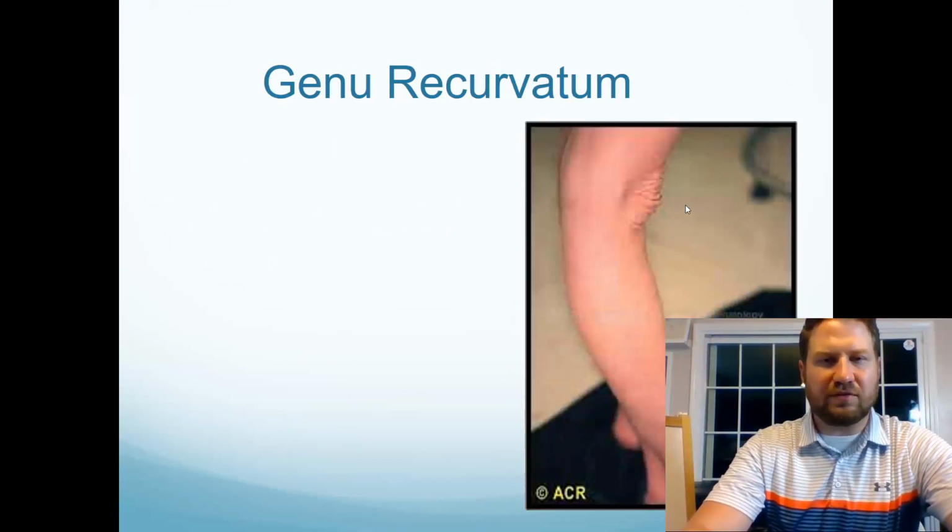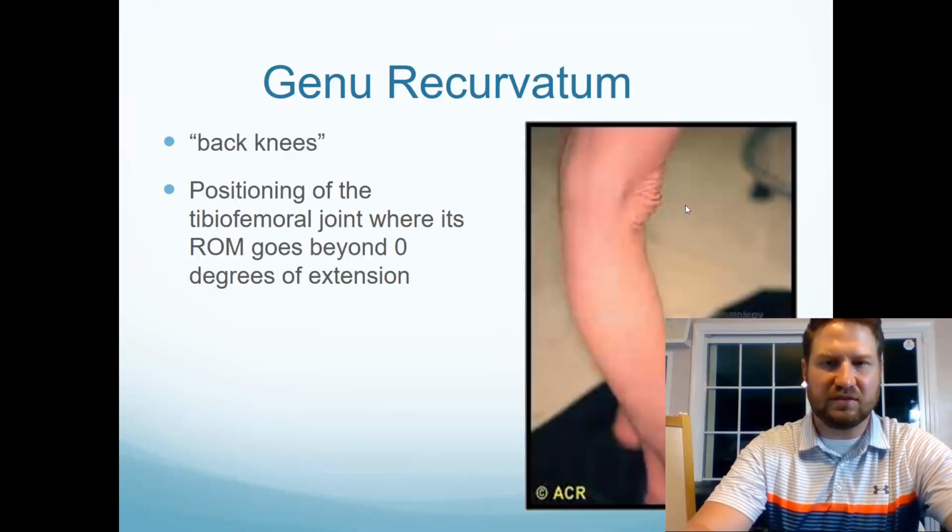So genu recurvatum, okay, that is excessive knee hyperextension, where its range of motion goes beyond 0 degrees of extension. That's like 20 degrees. That's rough.